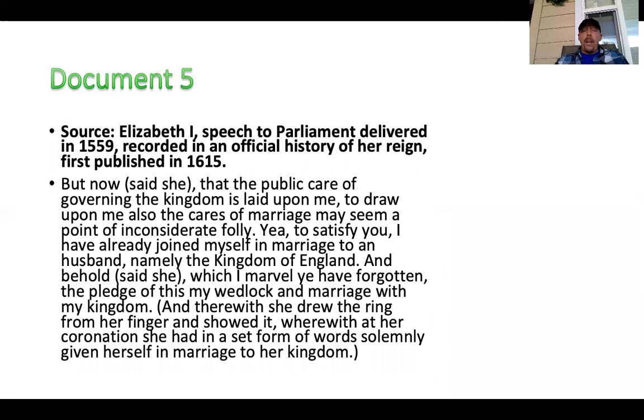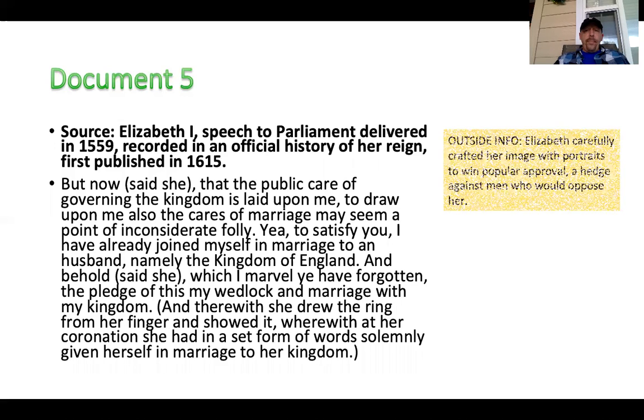In the last document, document 5, we now hear Elizabeth's voice, and this is published after she died, but it's supposedly a speech she gave early in her reign. And here we can bring in the outside information of Elizabeth crafting her image, the so-called Virgin Queen, because in this she says, I have already joined myself in marriage to a husband, namely the Kingdom of England. Okay, so we see her early on saying, I'm married to England and I'm not going to be tied, I don't need a man. And then she says, and behold, which I marvel you have forgotten, the pledge of this my wedlock and marriage with my kingdom.